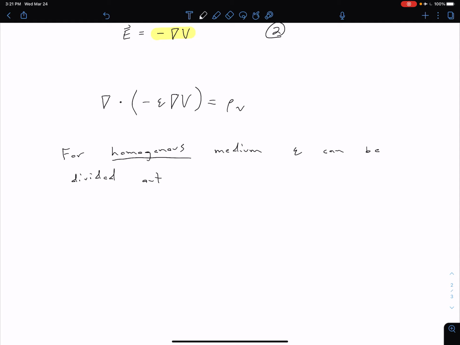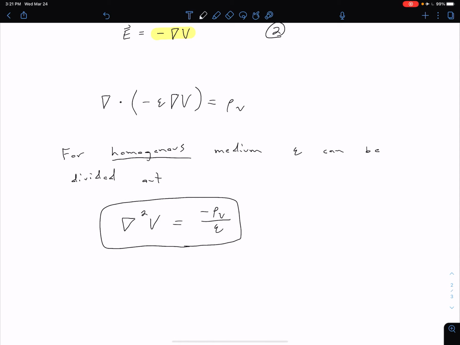And in that case, what we get is, and we're going to reduce this a little bit too, because remember, if we have the divergence of a gradient, we had a special operator called our Laplacian. So we have the Laplacian of V is equal to negative rho V, our volume charge density, divided by epsilon. And so this is going to be our Poisson's equation.